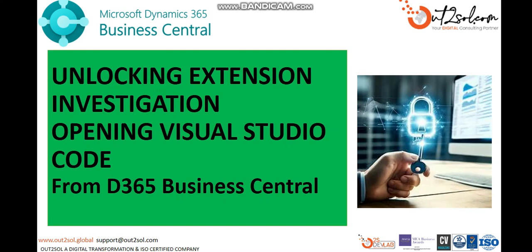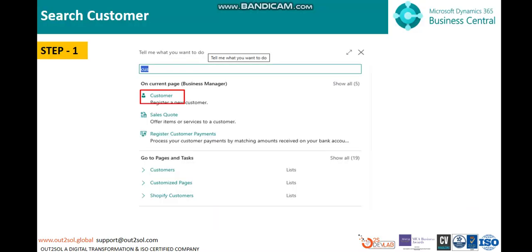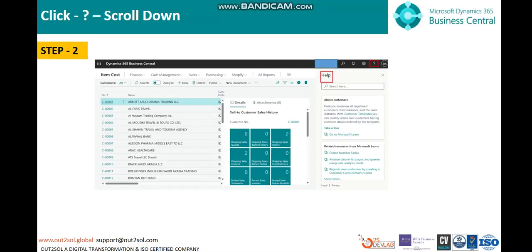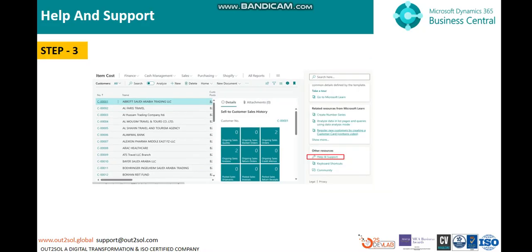Hi, in this video today we will discuss unlocking the extension investigation, opening Visual Studio Code from Dynamics 365 Business Central. Now the first step is search customer. The second step is click the question mark and then scroll down. The third step is click help and support.